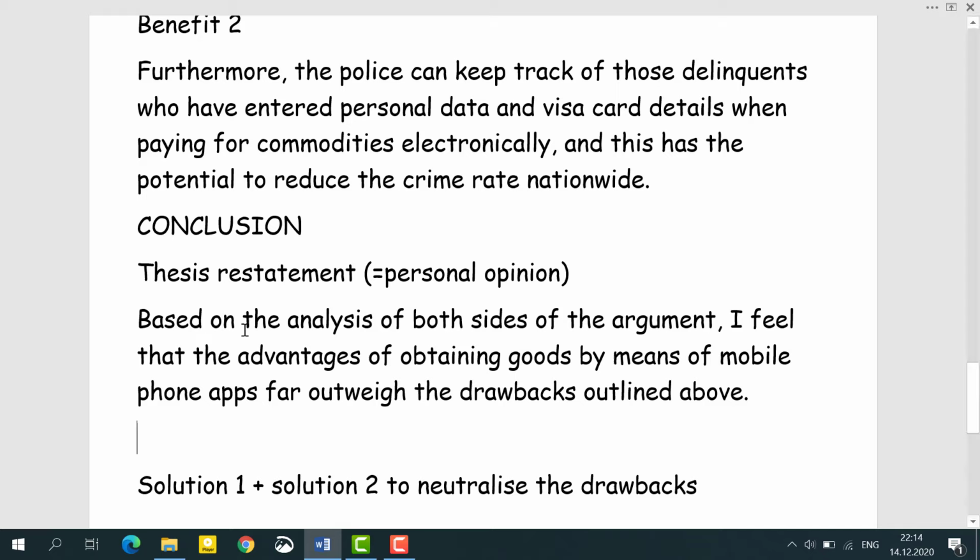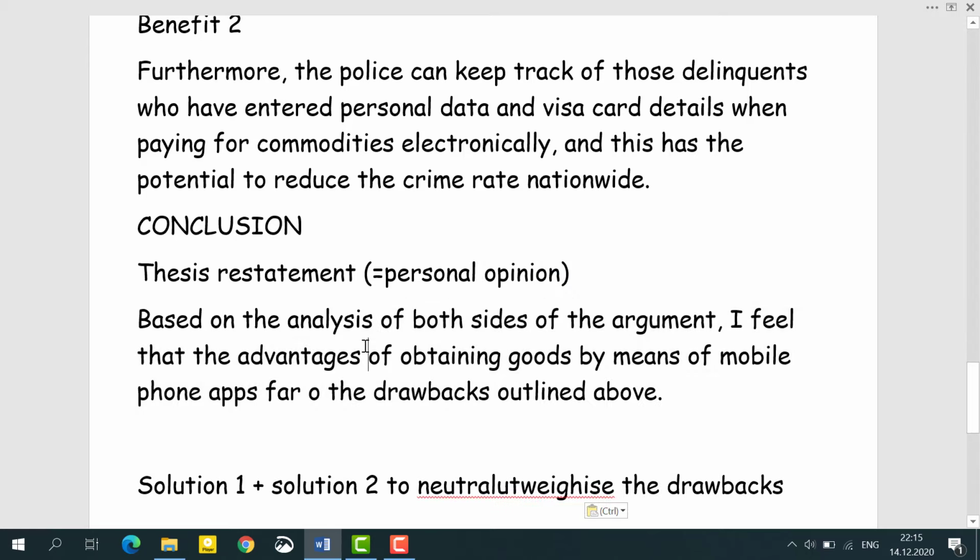So based on the analysis, so here we have of, and therefore the analysis of both sides of the argument. We know what kind of argument we're talking about, and therefore we need to use the definite article the. I feel that, which means I believe that the advantages of obtaining goods, obtaining here means getting, by means of mobile phone apps outweigh.